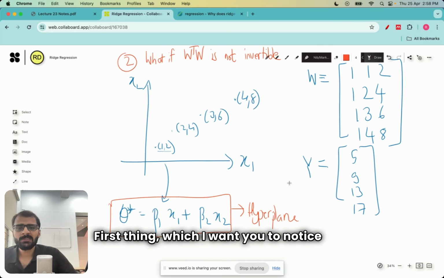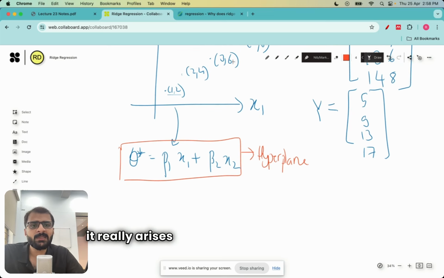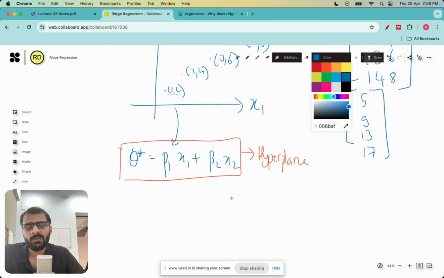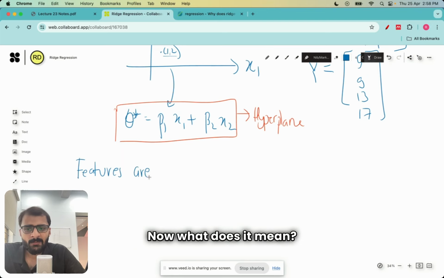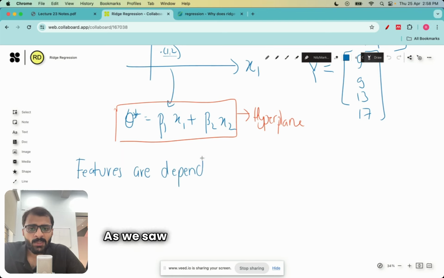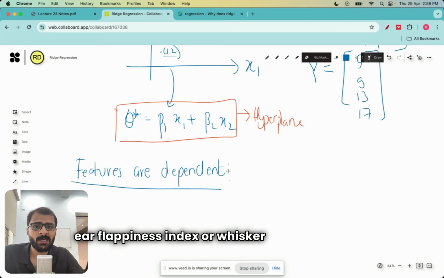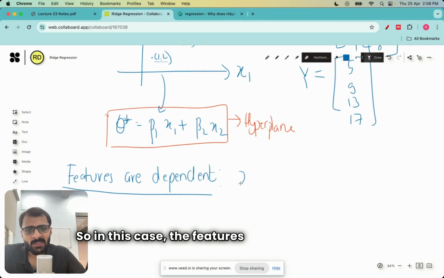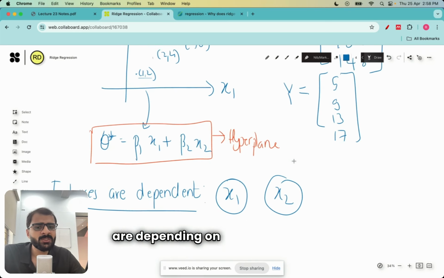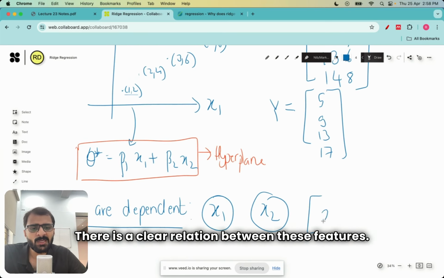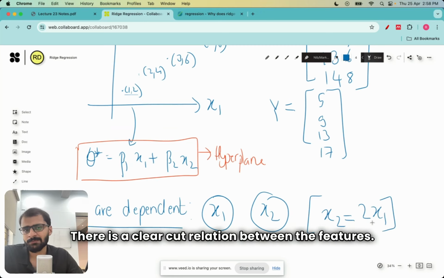First thing which I want you to note is that this problem of W transpose W not being invertible really arises if our features are dependent. Features are dependent. Now, what does it mean? As we saw in the case of classification, the features are things which we measure, like ear flappiness index or whisker length, etc. So in this case, the features are x1 and x2. And we clearly see that the features are depending on each other, right? There is a clear relation between these features. x2 is equal to 2x1. There is a clear cut relation between the features.